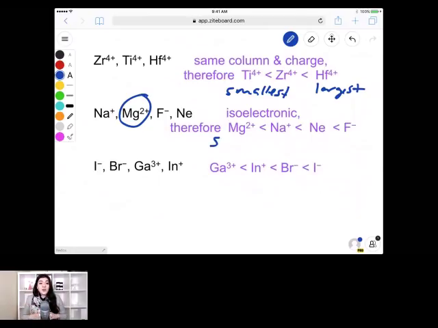The next cation that we have is sodium. That would be the second smallest because it's a cation and we know they're small. And which one would be the largest? That would be our anion, which is fluorine. That's why this is the largest, because it's our only anion.